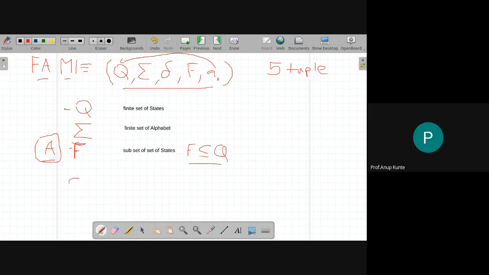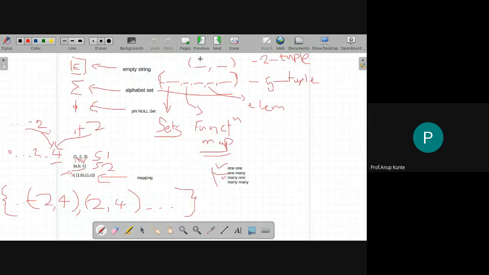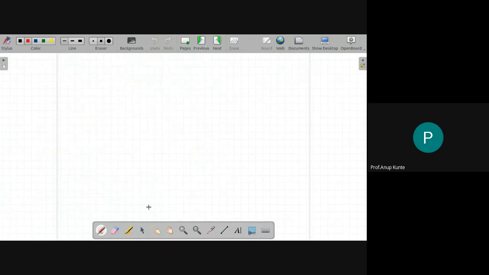Now the next thing that we have in the definition is delta. Delta is defined as a functional mapping. We have it defined as Q cross sigma mapped to Q. I'll just tell you what this notation means. What does Q cross sigma mean? I'll go to the previous slide. I'll add a page. I did not define what Q cross sigma is.